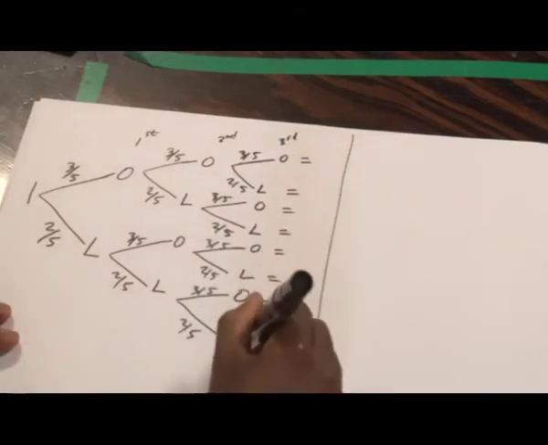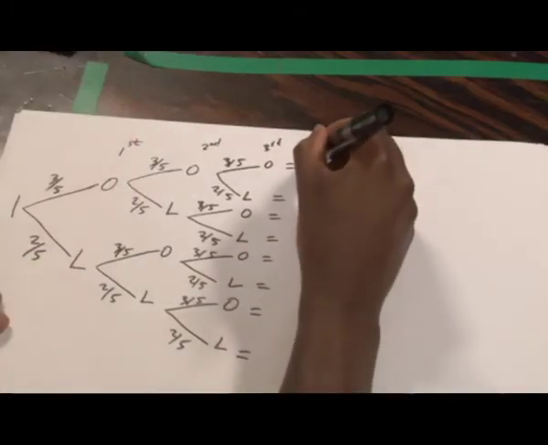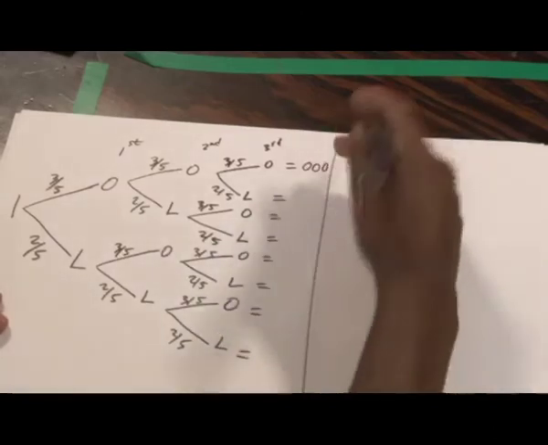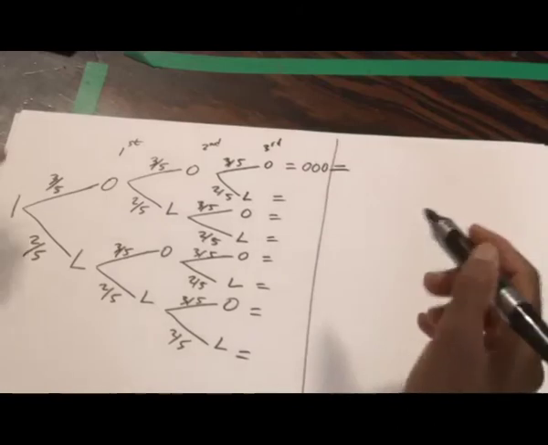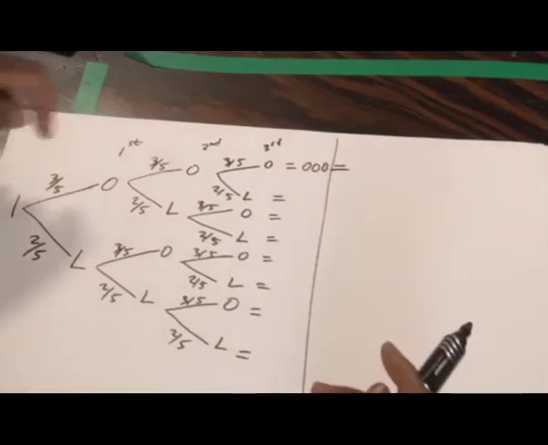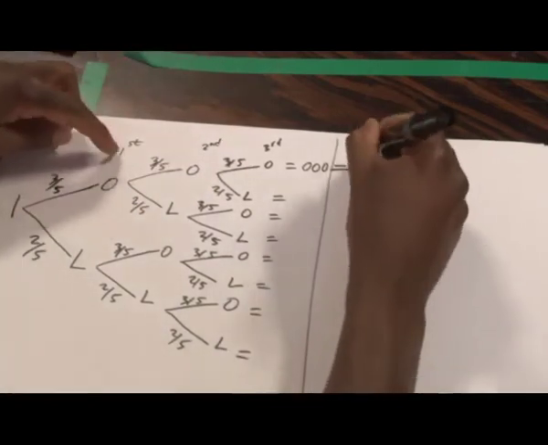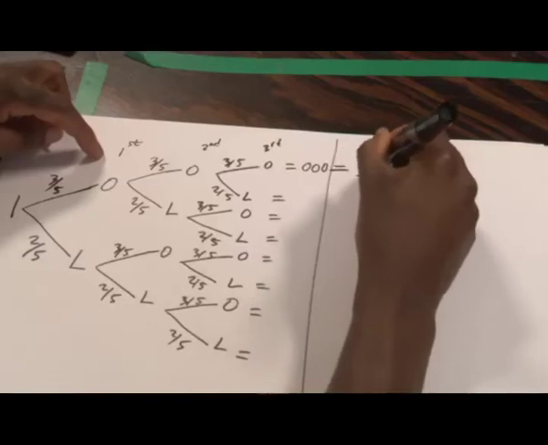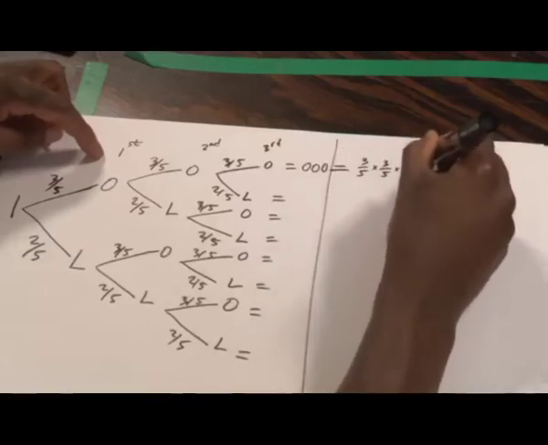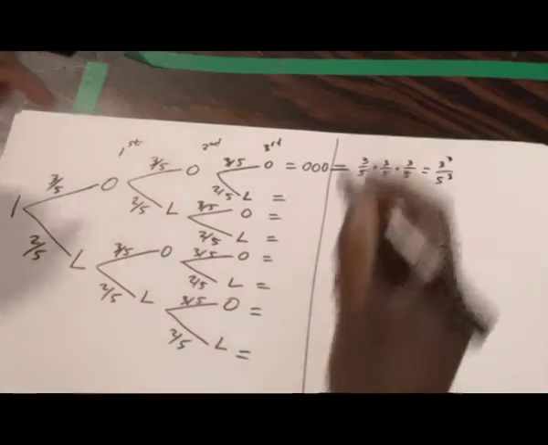This one becomes very easy for you before you even start answering the questions. In this case, you are having 0, 0, 0. The chance of Ian picking 3 oranges all the times: the first time, orange; second time, orange; third time, orange. It will be 3 over 5 times 3 over 5 times 3 over 5, which can also be 3 to the power 3 over 5 to the power 3.